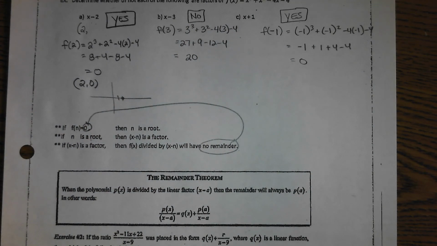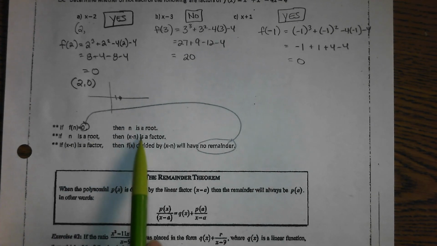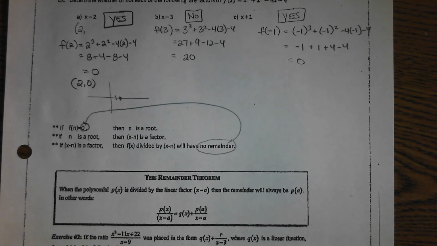Hence the reason why whatever you get when you plug it in, that's the remainder. It's just an arbitrary number that you might plug in. So f of 3, then 3 is a root. If 3 is a root, then x minus 3 is a factor. It's just a generic variable to stand for any number.